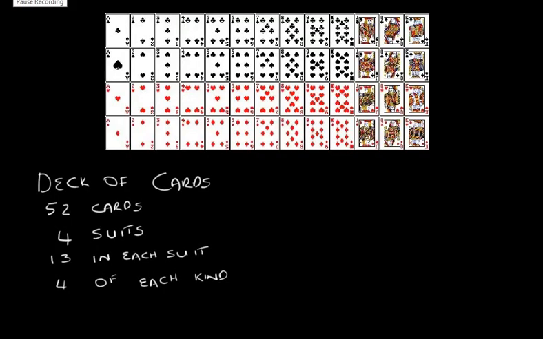Now let's look at a deck of cards. There is some basic information that you need to know. The first thing is that there are 52 cards in a deck excluding jokers. Then there are 4 suits. In other words, there is clubs, spades, hearts and diamonds. And there are 13 cards in each suit from ace to king. Then you must also know that, for example, there are 4 jacks, 4 queens, 4 kings, 4 sevens. So there are 4 of each kind.